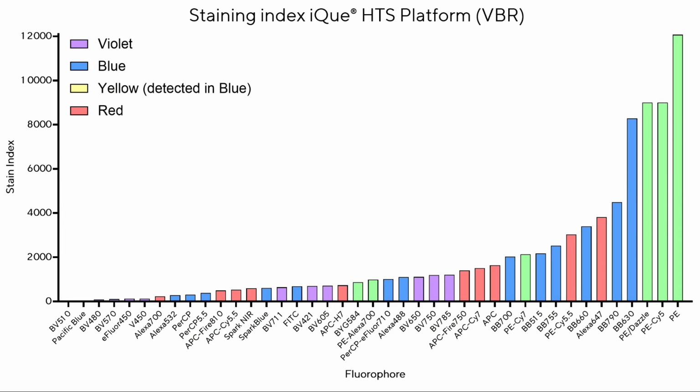Another important consideration is the brightness of the fluorophore used. Fluorophores can be ranked based on their stain index, which is the separation ratio between the positive and negative populations. This parameter may vary based on the type of cytometer used, the antibody clone, and the buffer conditions. This example was generated by assessing the brightness of various dyes conjugated to a CD4 antibody and analysed using the iQue HTS platform.